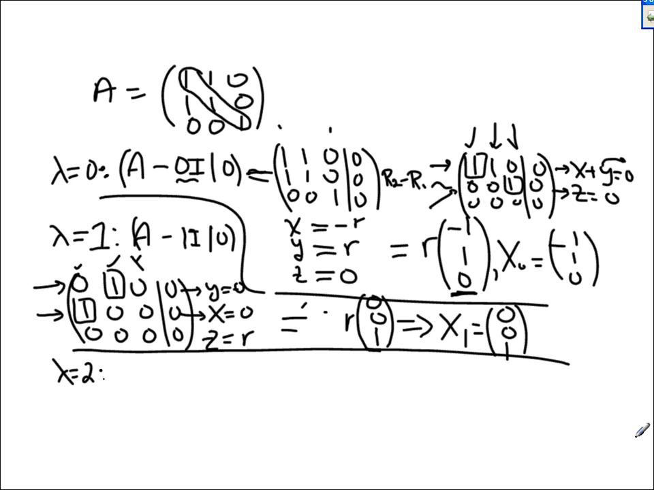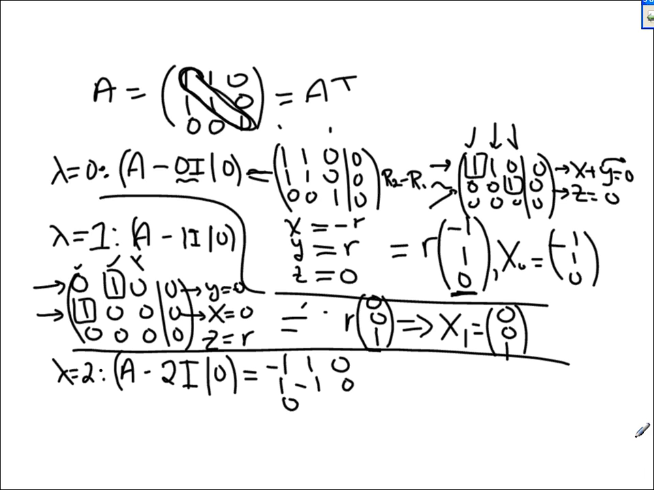Lambda is 2, so we want to solve A minus 2 times I augmented with 0. That is, from A, I take away 2 from all the diagonals. And if you have 1 on the diagonals and you take away 2, you'll get negative 1. And by the way, this is A transpose. If you switch the rows and the columns, you'll get A transpose. So what I have is negative 1's on the diagonal and nothing else changes. 0, 0, negative 1. Okay.